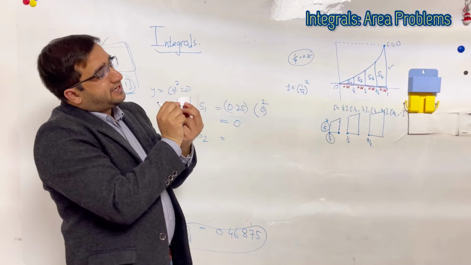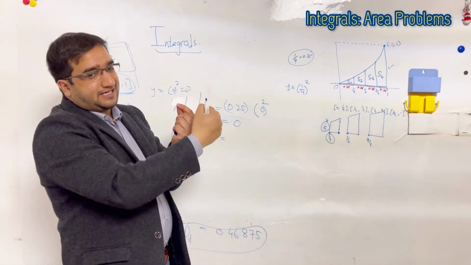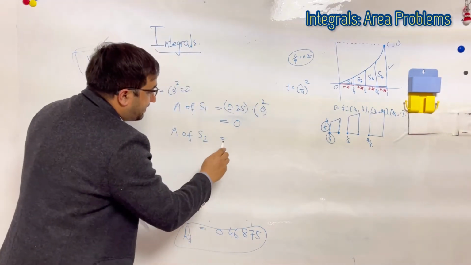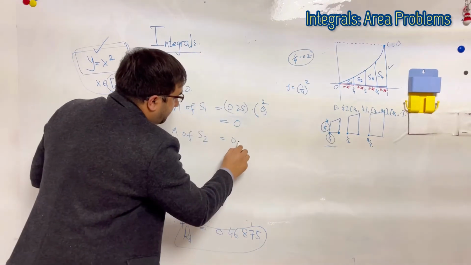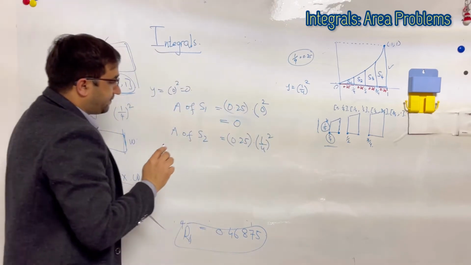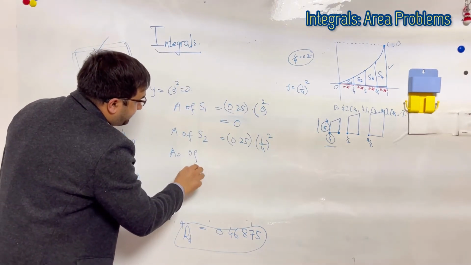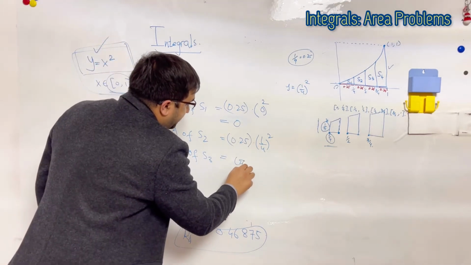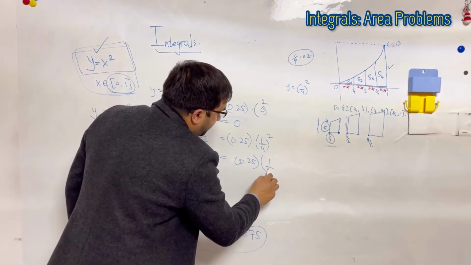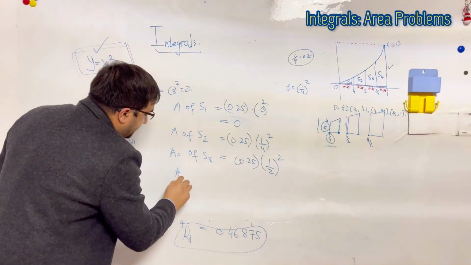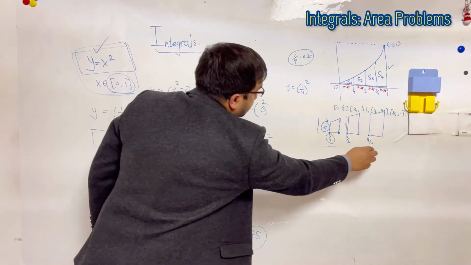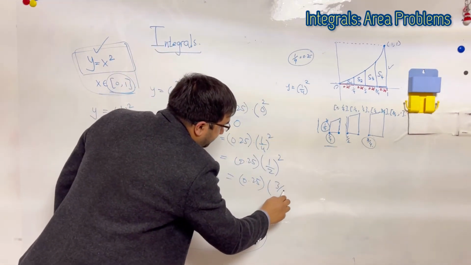So I am assuming the other side of the rectangle will also have 1/4 squared. The length is the same, 0.25, times 1/4 squared. Similarly, the area of S3 will be 0.25 times 1/2 whole squared. And the area of S4 is 0.25 times 3/4 whole squared.